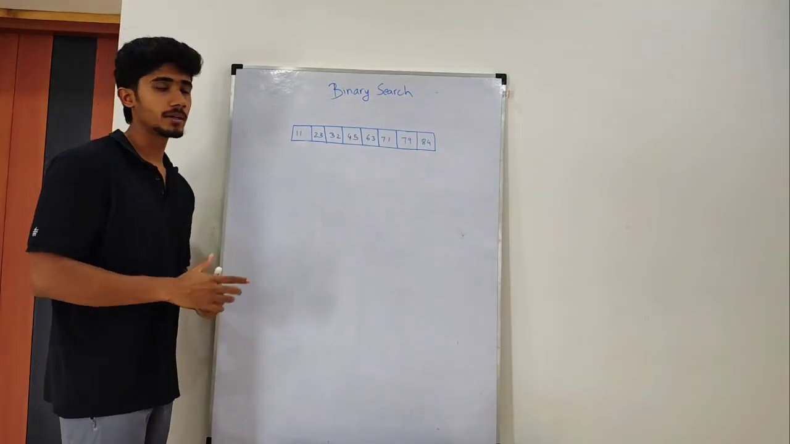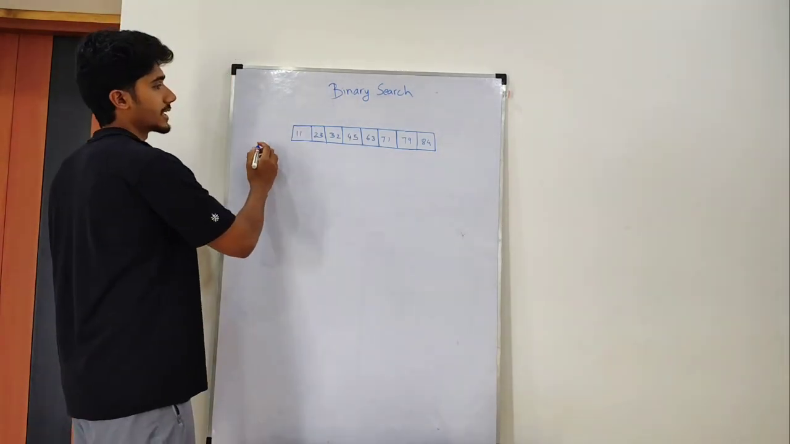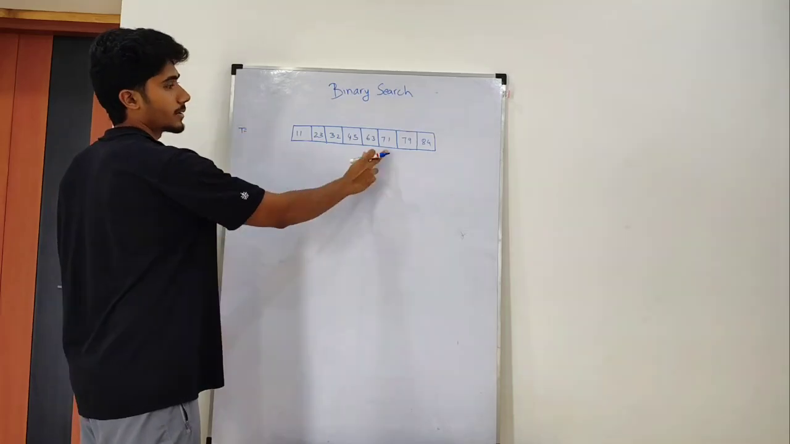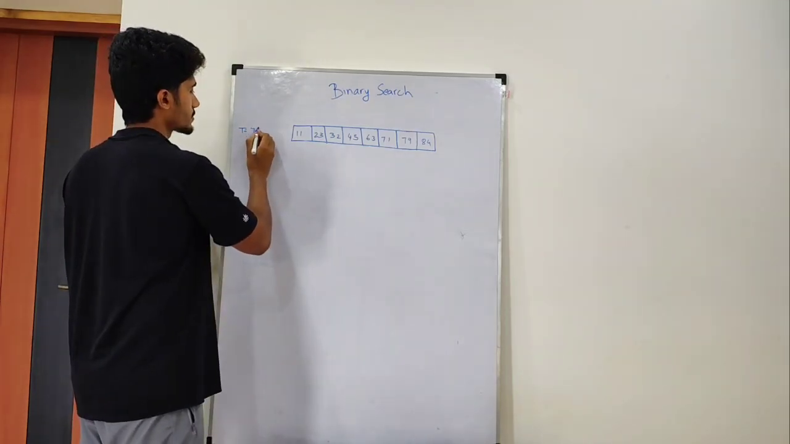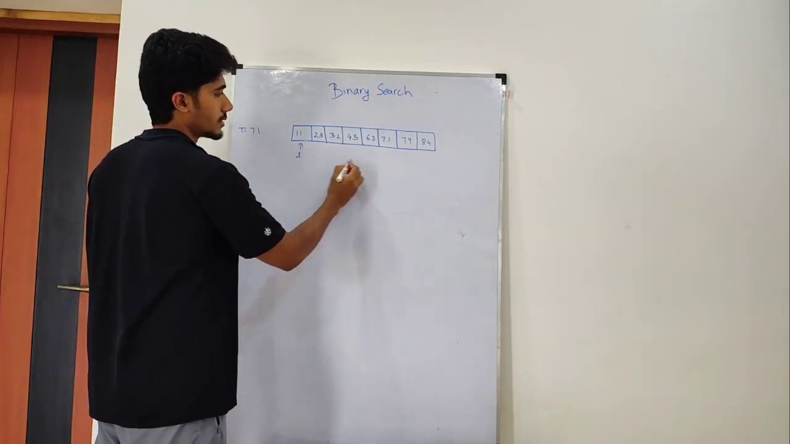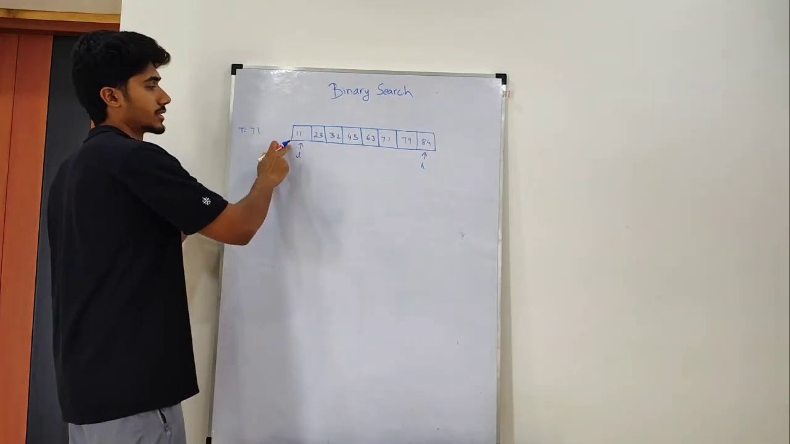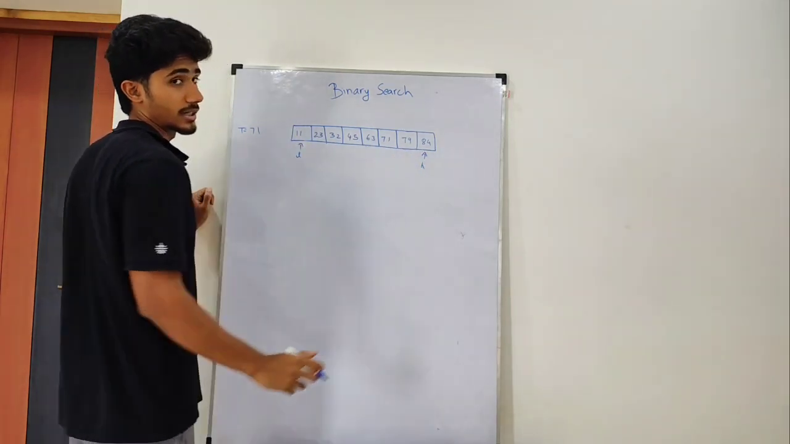Let's go through an example to understand how binary search works. I will first take a target element. My target element will be 71, let's say. Binary search uses two pointers, one is the low pointer, one is the high pointer. Low points to the first index and high points to the last index of the array.